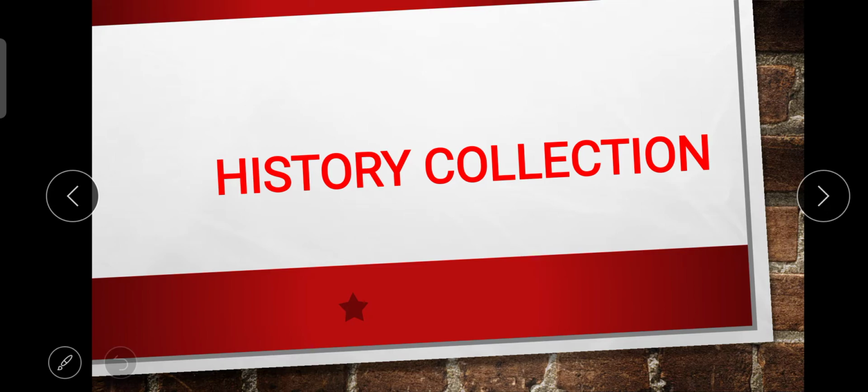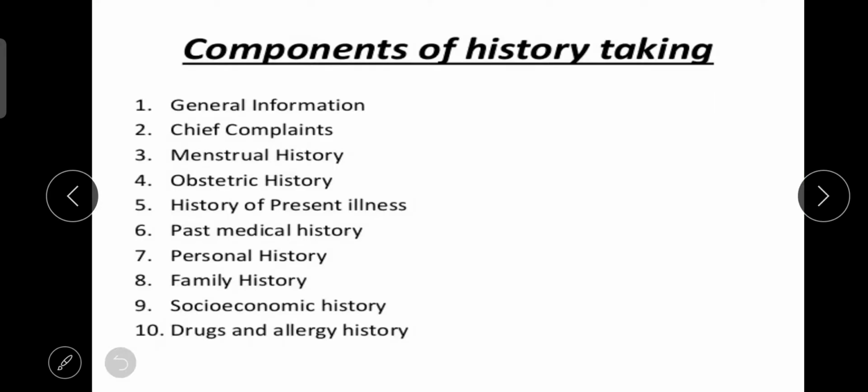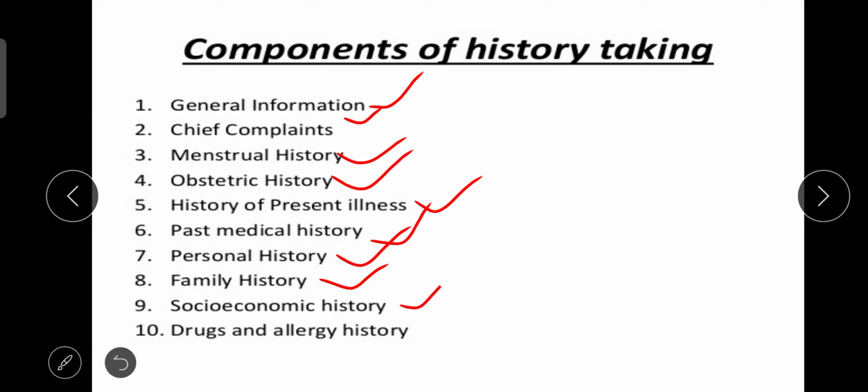So, history collection for gynecological cases: if anyone is coming with any gynecological disease, how will we collect the history? You have studied in OBG also, like maternal history, first obstetrical history, then the present obstetrical history, the last LMP and all. So if it is a gynecological case, how are you going to collect the history? The first one is components of history taking. It will include general information, chief complaints, menstrual history, obstetric history, history of present illness, past medical history, personal history, family history, socio-economic history, and the drug and allergic history.